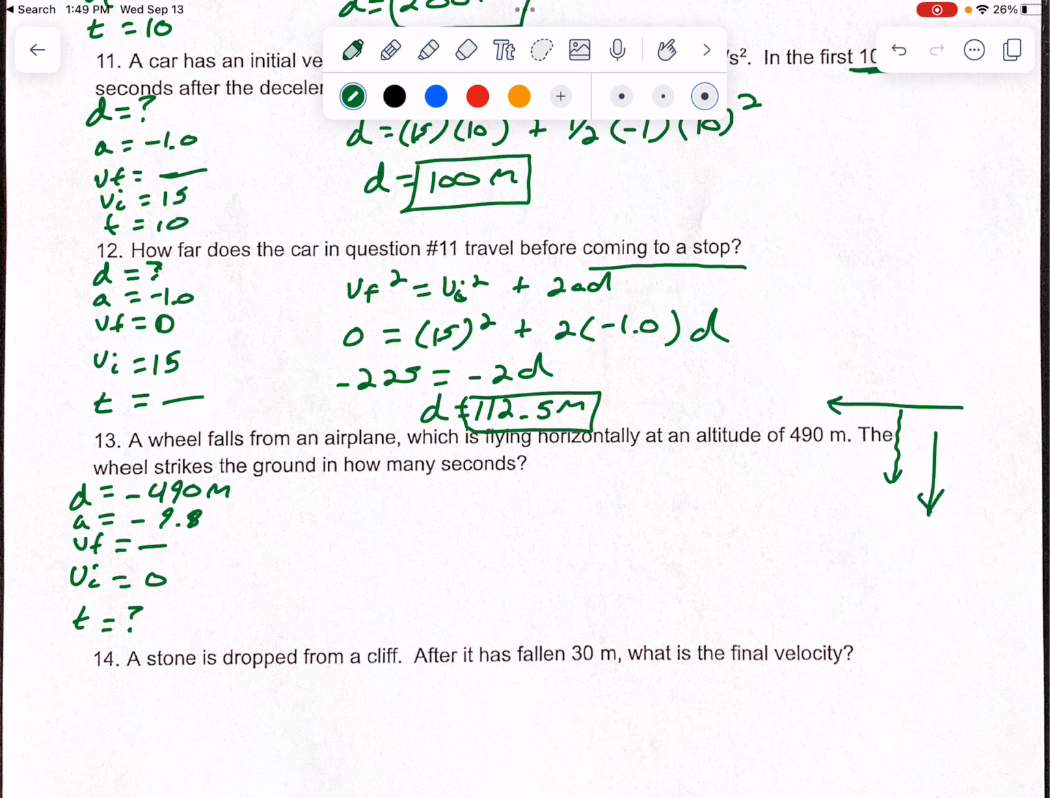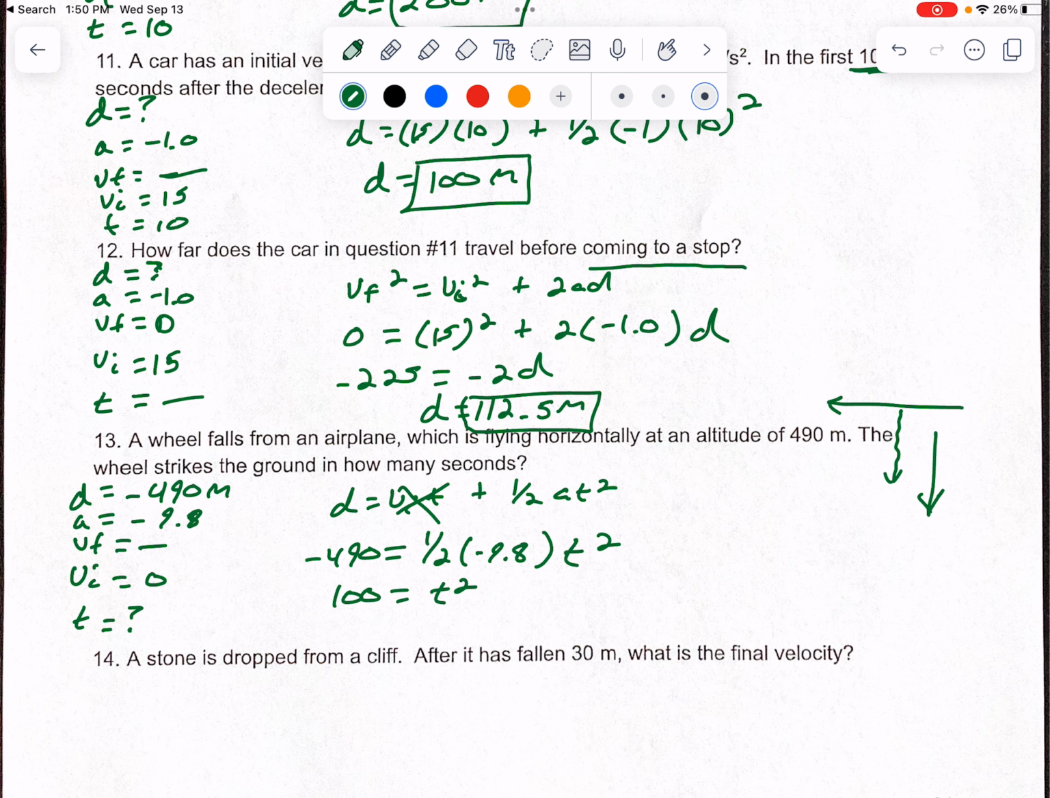That means we do not care about VF. So we're going to do D equals VIT plus 1/2 AT squared. So D is negative 490. We can go ahead and cross out the VIT since VI is 0. Equals 1/2 A, which is negative 9.8, and T squared. So 1/2 times negative 9.8 is negative 4.9. Okay, I would divide both sides by negative 4.9. Okay, that would give you 100 equals T squared.